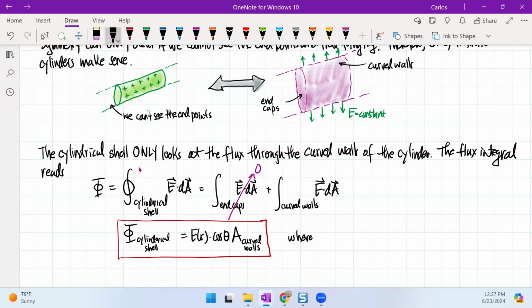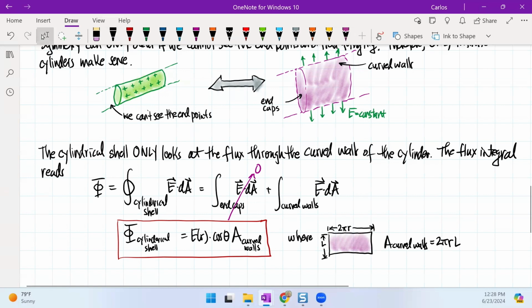If I'm looking at the side walls or the curved walls, you could imagine that I have this. So the length here has to be the circumference. And then this guy is going to be the length of this guy here. You're going to see that the area of the curved walls is then going to be 2 pi RL.